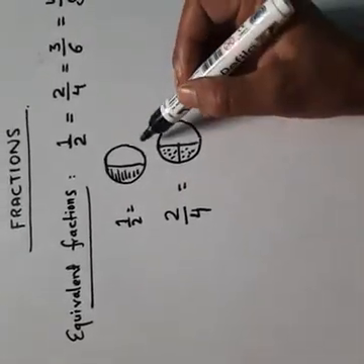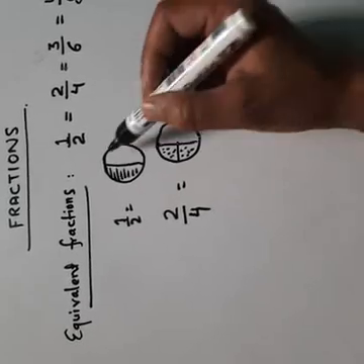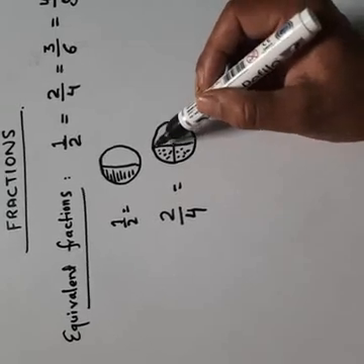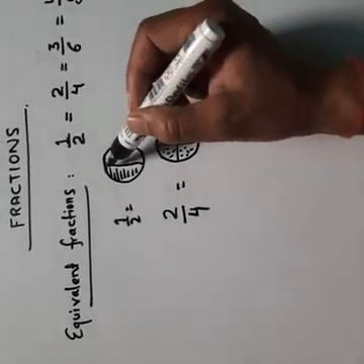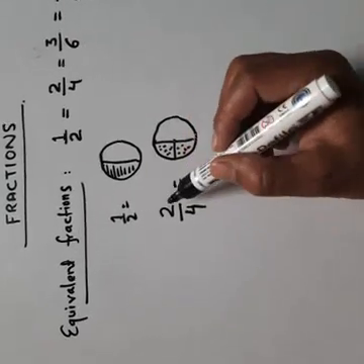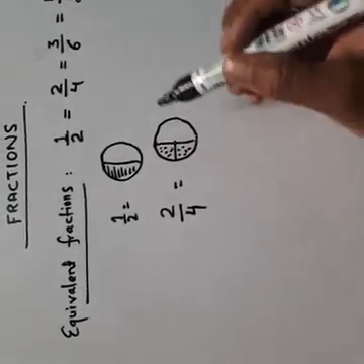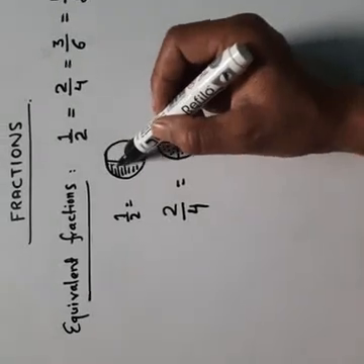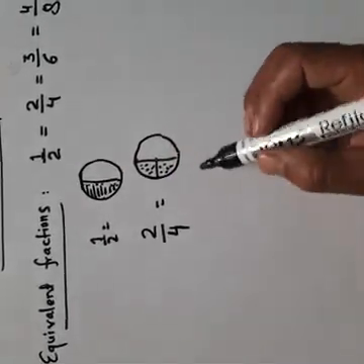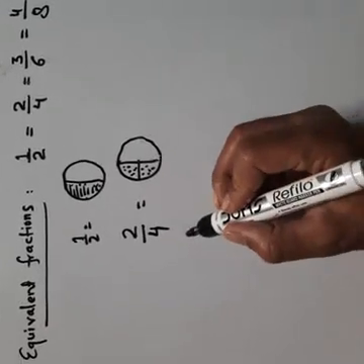But students, in the first case and in the second case, the bread was 1. Here we had taken half the bread, and here also we had taken half the bread. So in both cases 1 upon 2 is equal to 2 upon 4, because the same part of the bread was taken.